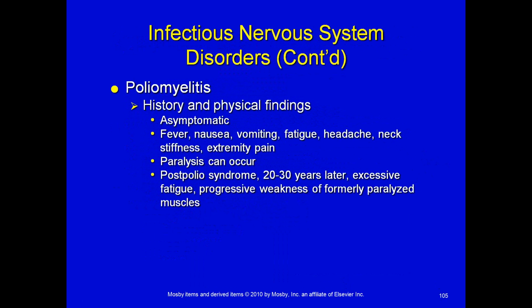So this is polio. Most people are asymptomatic, but you can have a fever, nausea, vomiting, fatigue, headache, neck stiffness, extremity pain. So it starts out like an encephalitis or a meningitis. But with polio, paralysis can occur.